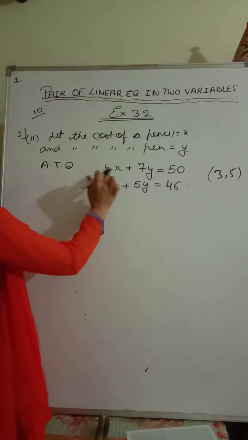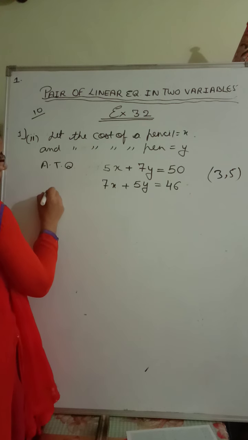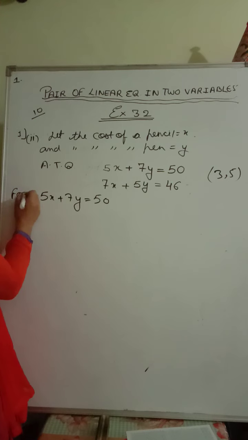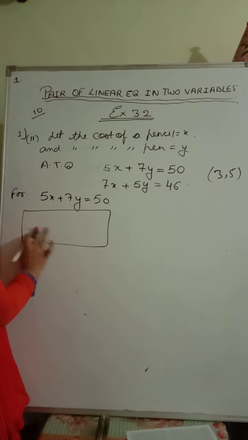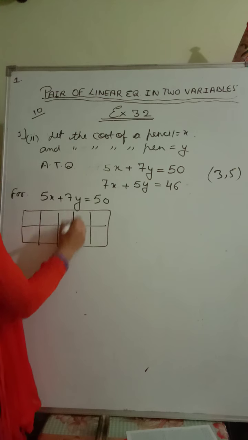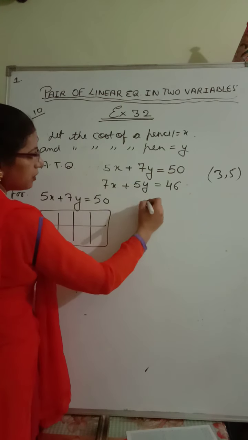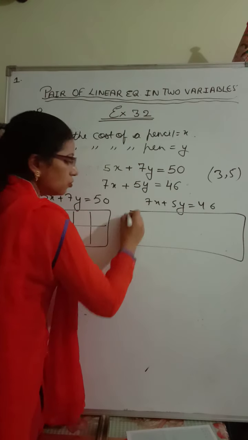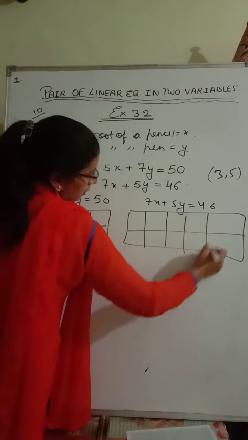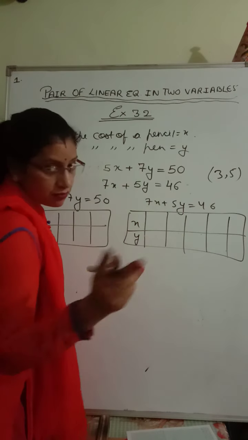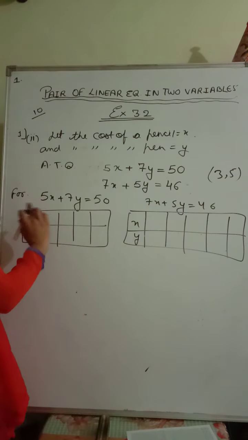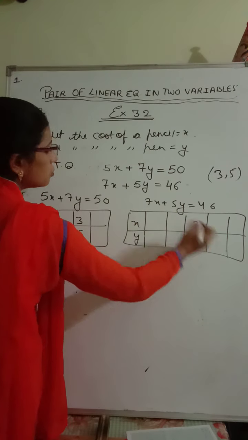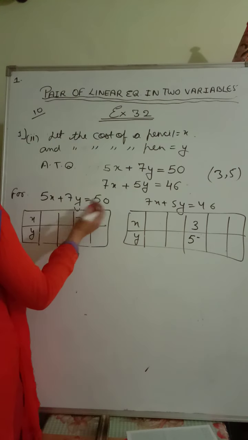Now question here, draw the table for this. 5x plus 7y equals to 50. You will write for this one table for this value of x and y, and second table for 7x plus 5y equals to 46. One table you will draw for this, because for drawing the graph everybody knows you have to draw the table. It's very compulsory because you have to find the coordinate. One by one, 3, 5 will come in both. 1 is common in both. Okay, so find the value of these.